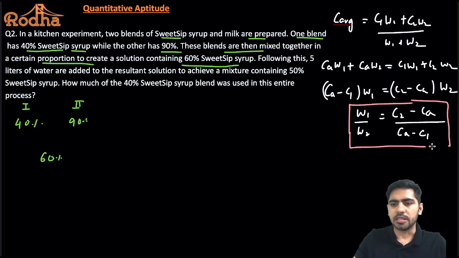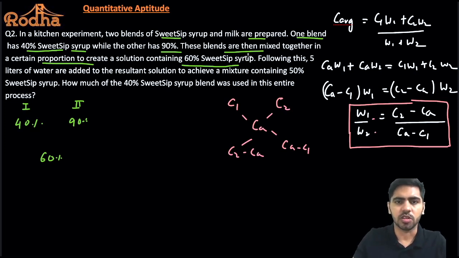So if I represent this in a diagrammatic manner, that is, I put C1 on one side, C2 on the other side, and C average in the middle. So I can say one of the values is Ca minus C1 and the other value is C2 minus Ca, right? So this is my ratio of the two weights, that is W1 upon W2. So applying the same rule here, why?